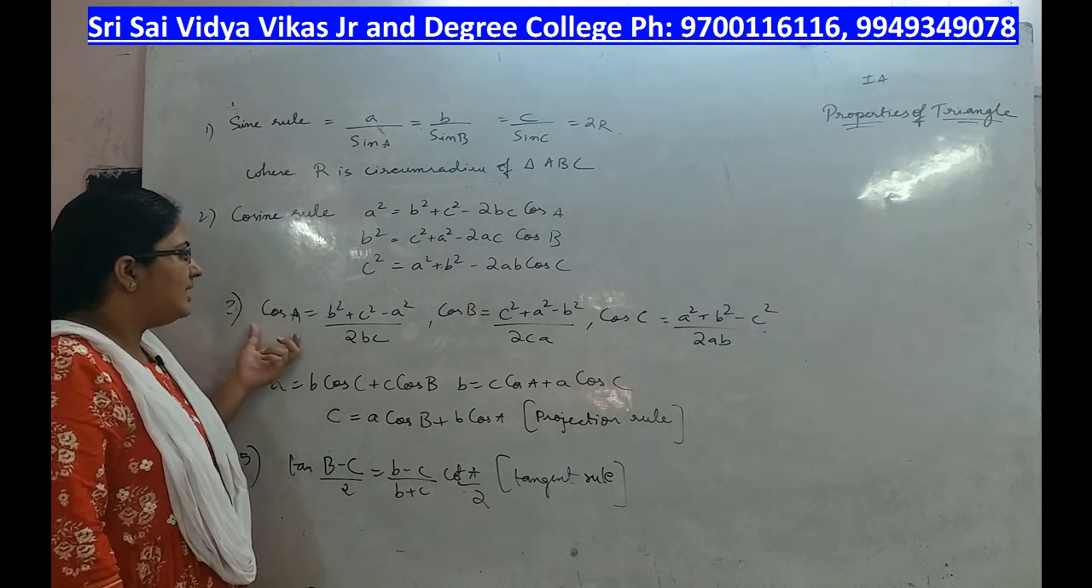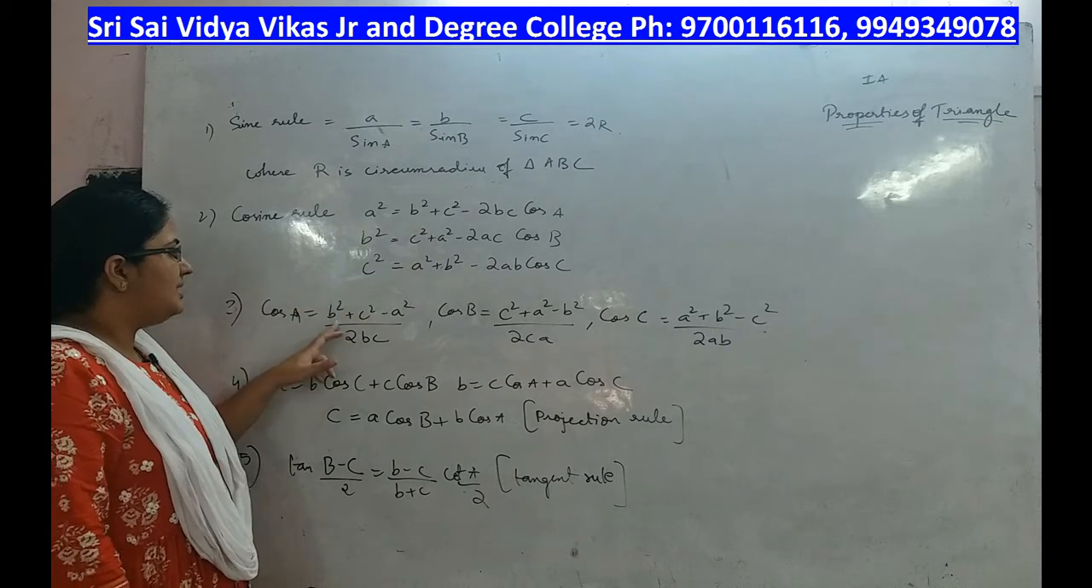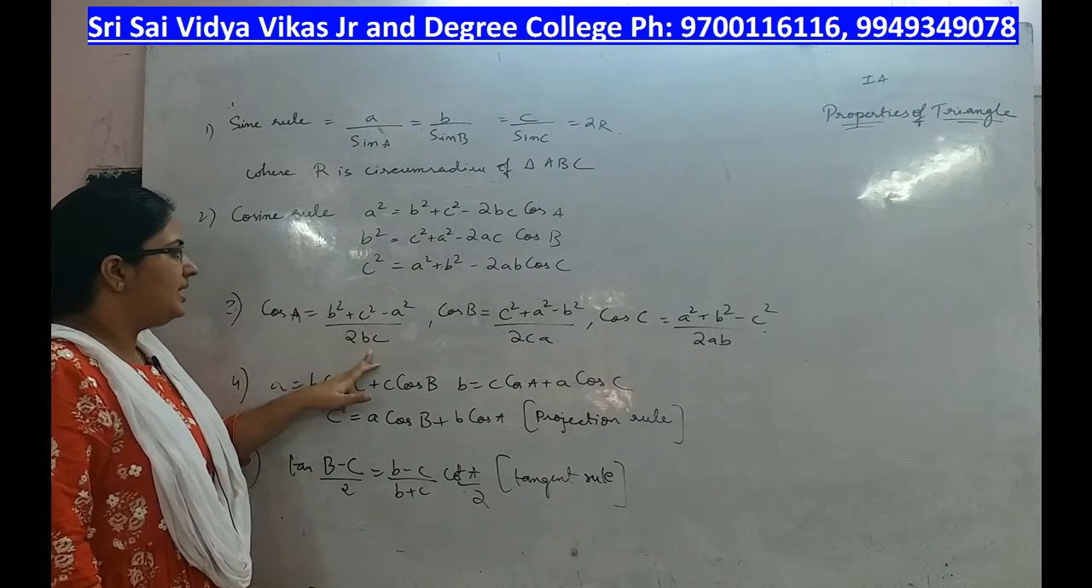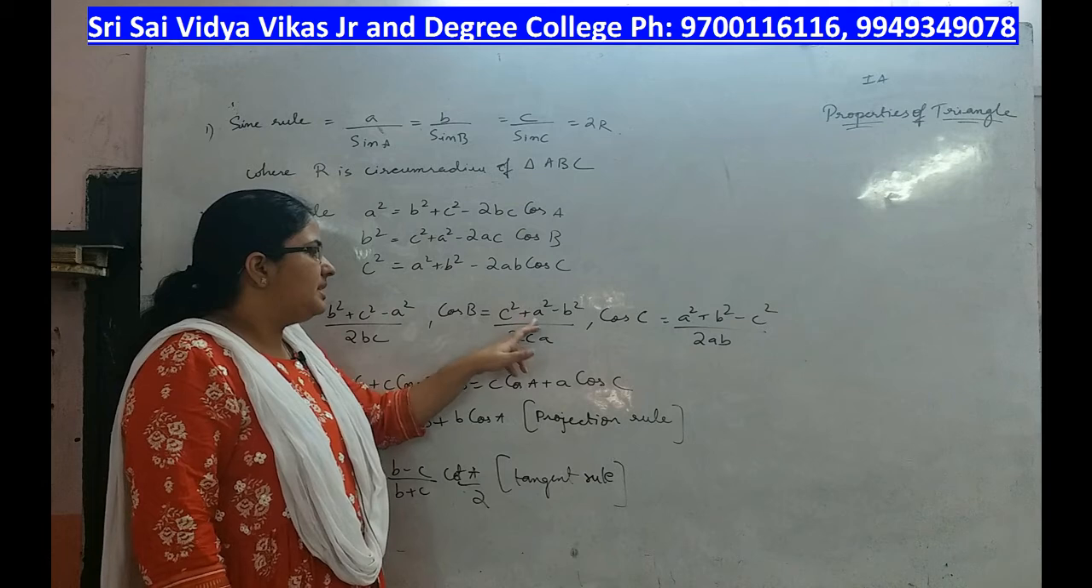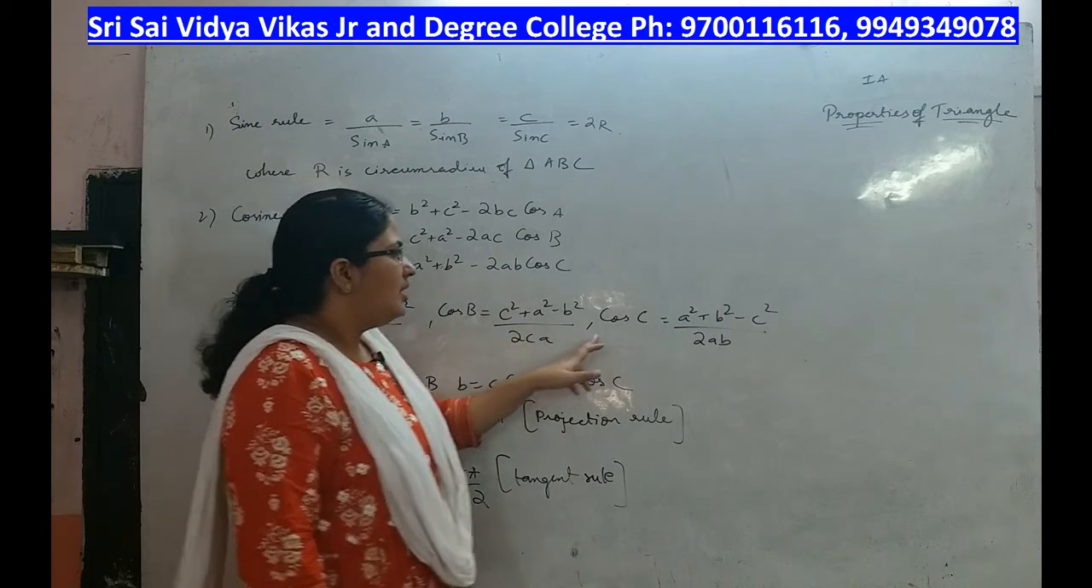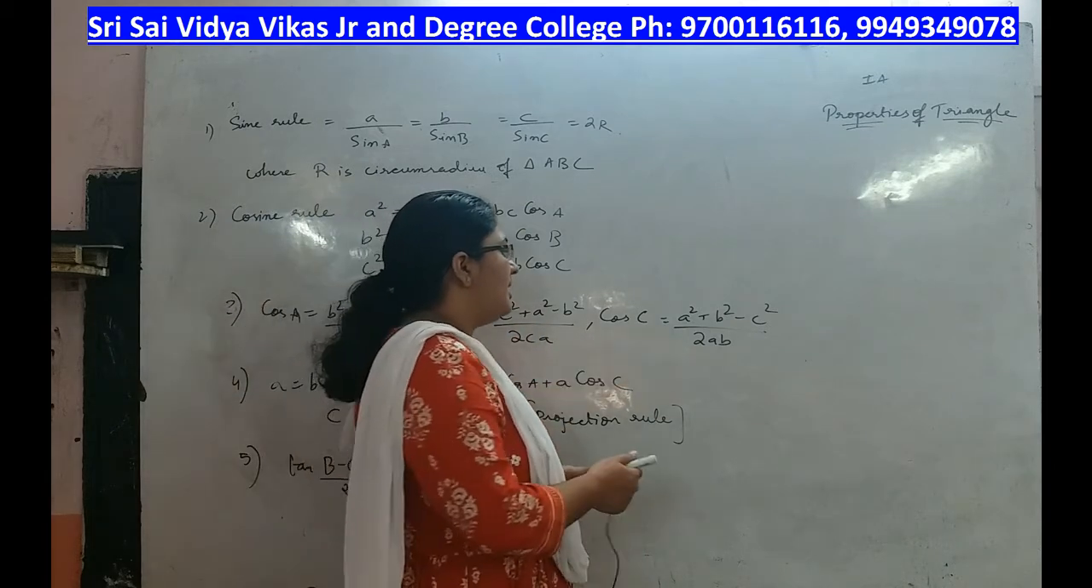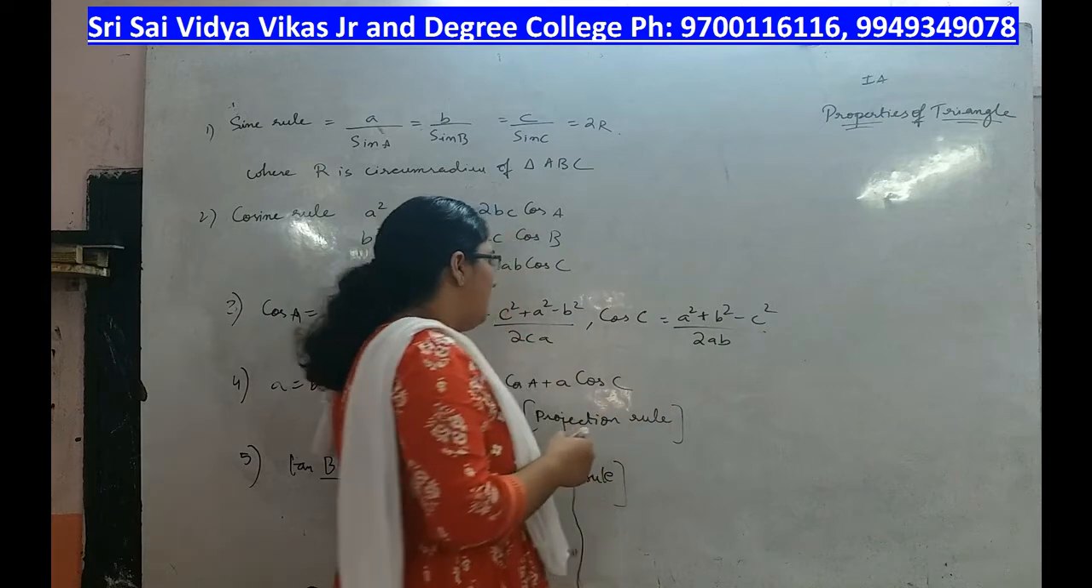Cos A value. Cos A is nothing from this. What is cos A? b square plus c square minus a square by 2bc. Cos B is c square plus a square minus b square by 2ca. Cos C is a square plus b square minus c square by 2ab.